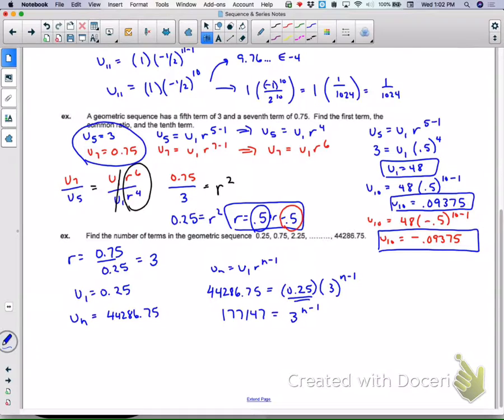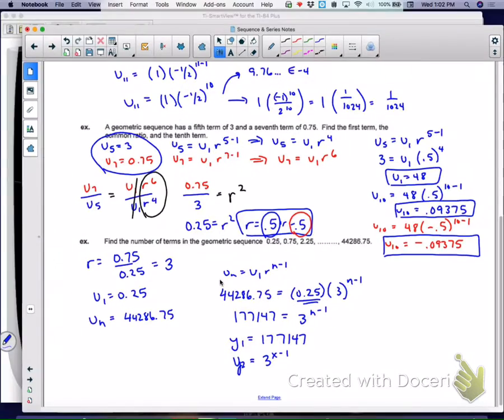Now, if you remember how to do logarithms, you could solve this using logarithms, but you're not expected to do that. So we're going to graph y sub 1 is 177147, and y sub 2 is 3 to the x minus 1, and we'll look to see where they cross. Now, you can kind of guess and check just to get an idea of what that x value is going to be. The one thing that's tricky about this is that it's a huge graph. I need my y to be almost 200,000.